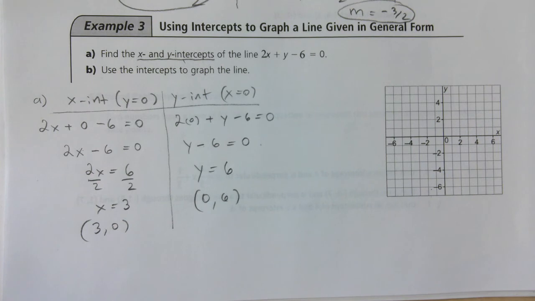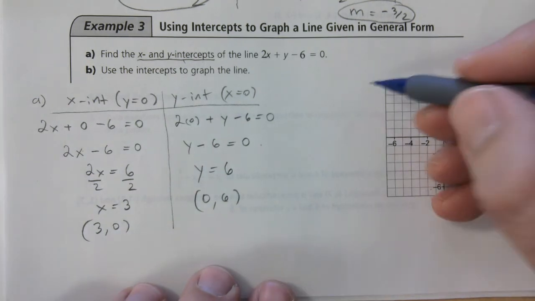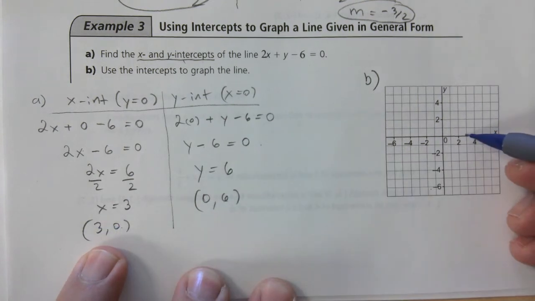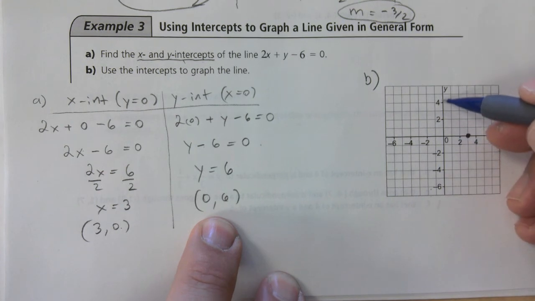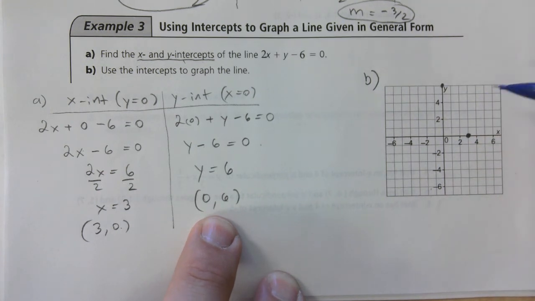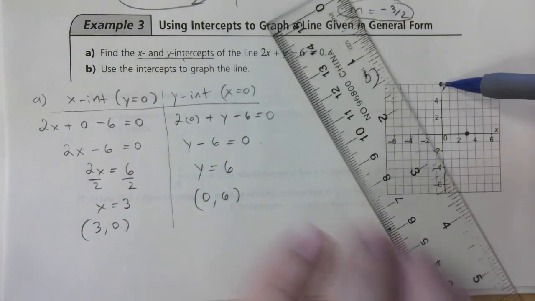And in fact, if you want to graph something, finding the intercepts and just connecting the two is just fine. So we're going to graph this here. So (3, 0) is right there. (0, 6) is right up here. And we will just connect it using a straight edge.